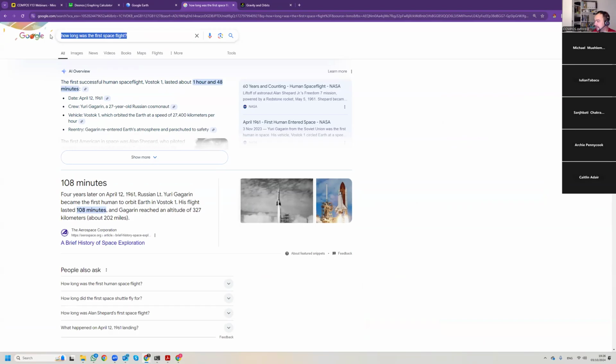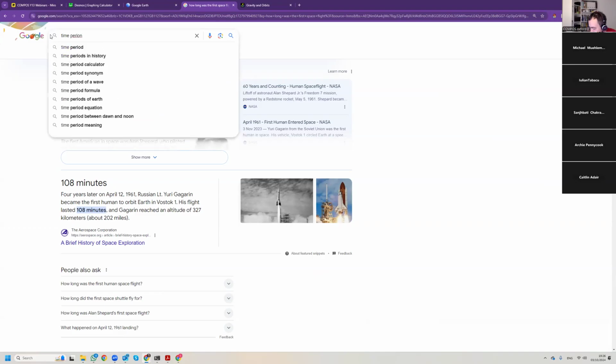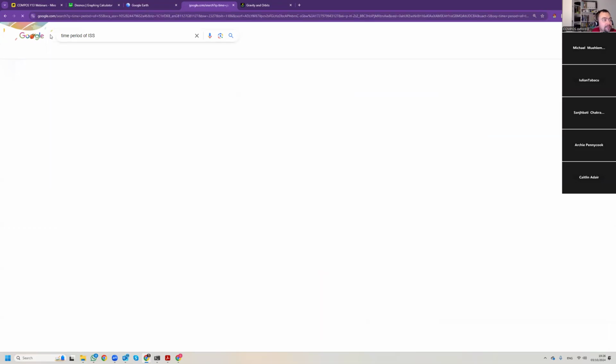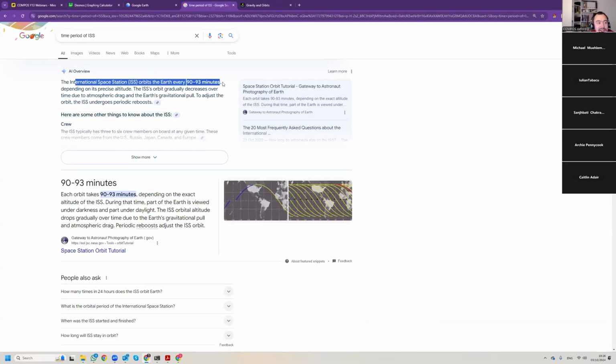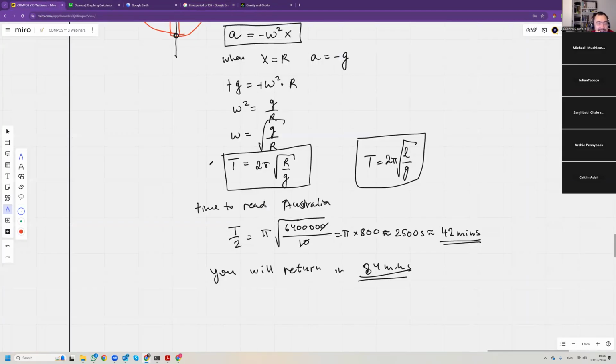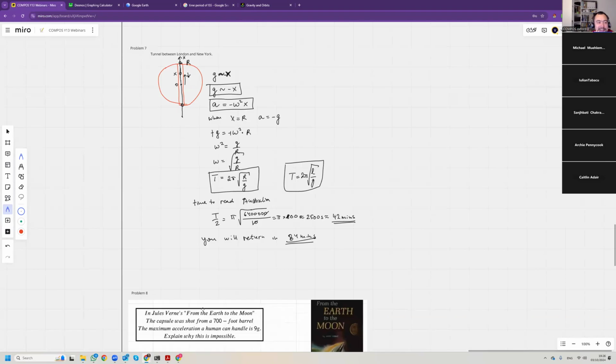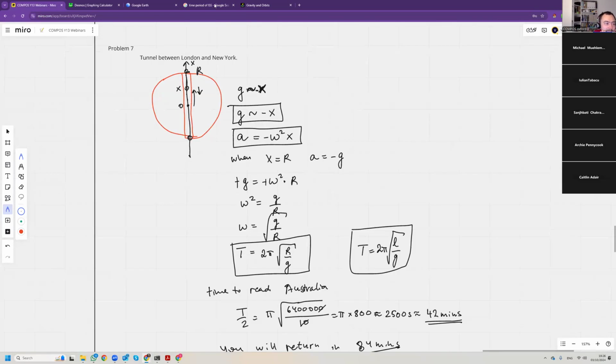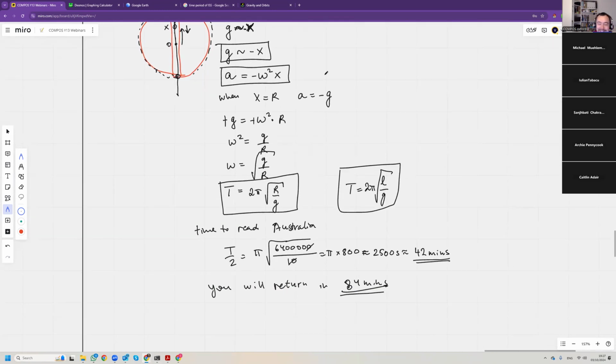Let's see if there is anything else with similar values. What's the time period of the ISS? The International Space Station orbits the Earth every 90 minutes. 90 to 93 minutes, depending on the altitude. Interesting. So actually, it is the same time period you would get if you were launching a satellite at very, very low orbit. Because the ISS is 400 kilometers above the ground, it takes slightly longer. But if the ISS was at sea level, it would take exactly 84 minutes as well. So that's an interesting fact.